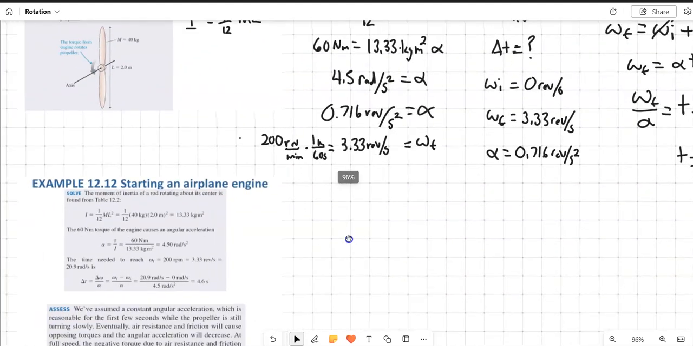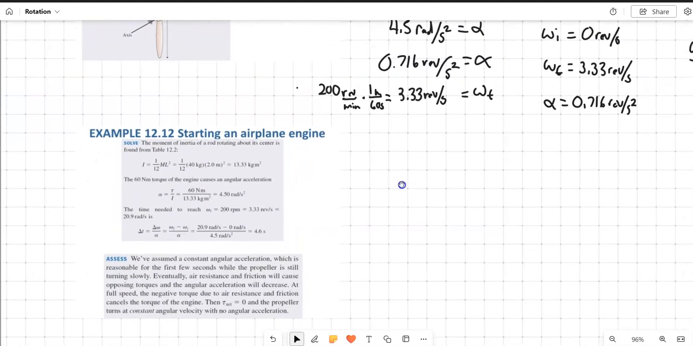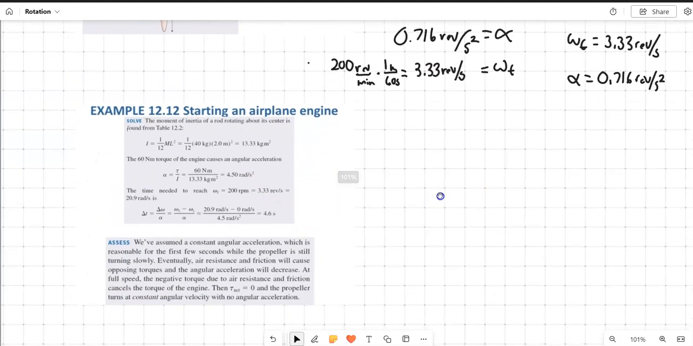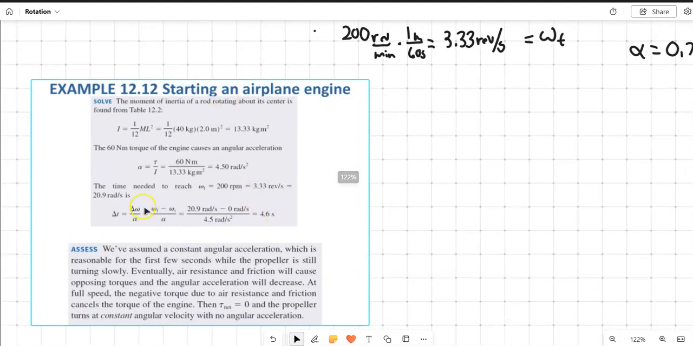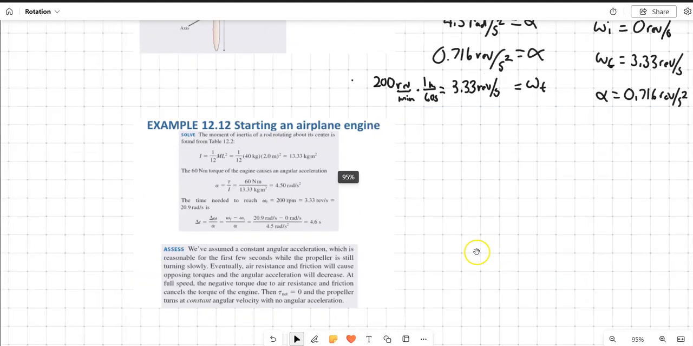I know the solution that your book has is a little bit different from mine. I think I did an extra step. They converted omega to radians per second and just kept alpha in radians. But we basically got the same thing.